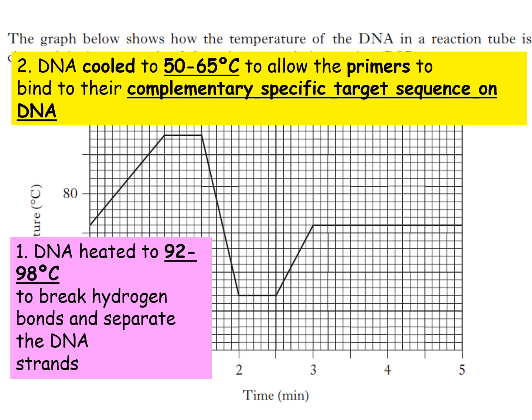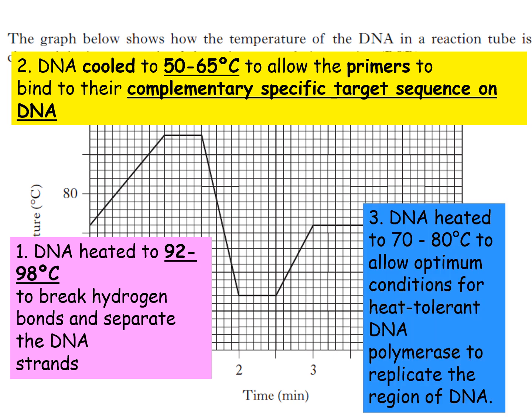Stage Y, we can see that it is cooling. So we're cooling it to 50 to 65 degrees and we're allowing the primers to bind to their complementary specific target sequence on the DNA. We need to specify that it is on the DNA. And then we're heating it back up to 70 to 80 degrees, and this is allowing optimum conditions for the heat-tolerant DNA polymerase to replicate the region of DNA. And remember that it needs to be heat-tolerant because it is present in stage 1 when we're heating the DNA to 92 to 98 degrees.